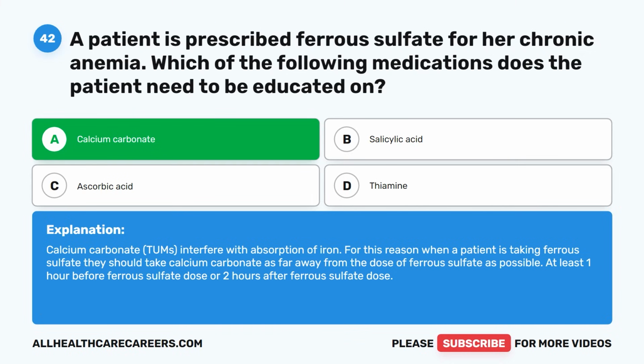Tums, interfere with absorption of iron. For this reason, when a patient is taking ferrous sulfate, they should take calcium carbonate as far away from the dose of ferrous sulfate as possible. At least 1 hour before ferrous sulfate dose or 2 hours after ferrous sulfate dose.